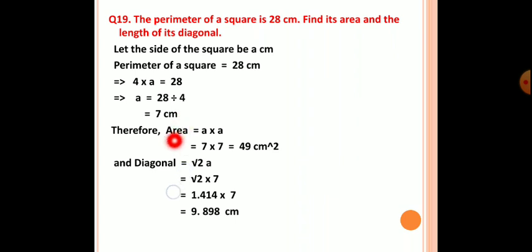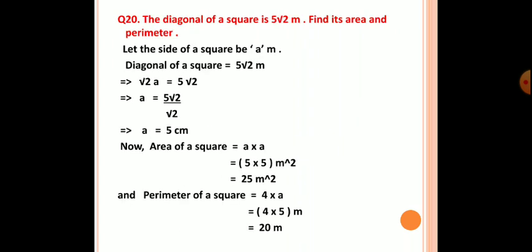Now what we need to find is the area. So therefore area equals side into side. So that is a into a. So 7 into 7 is equal to 49 centimeters square. And also we need to find the diagonal of the square, which is root 2 into a. So root 2 into 7. So instead of root 2, we'll write the value of root 2, which is 1.414 multiplied by 7, which is equal to 9.898 centimeter.